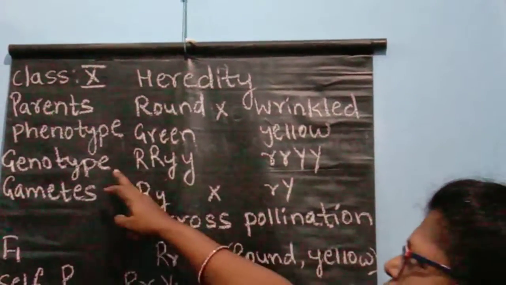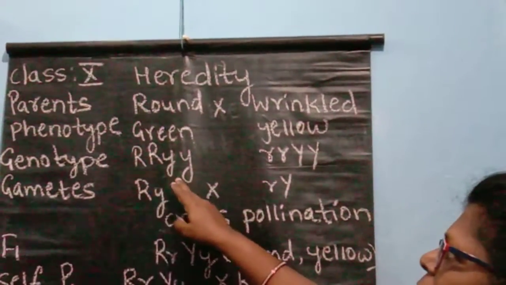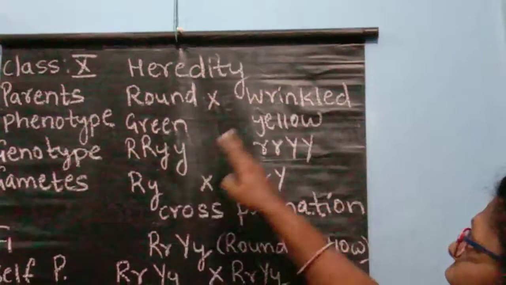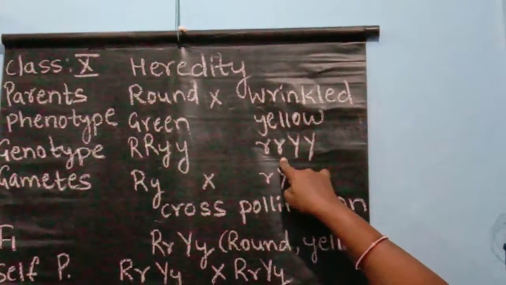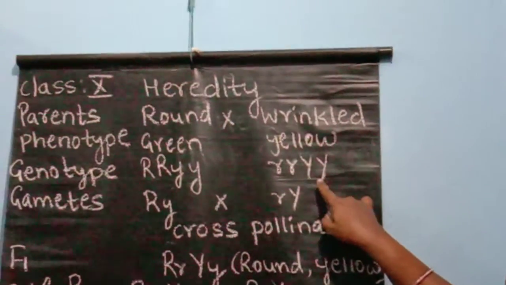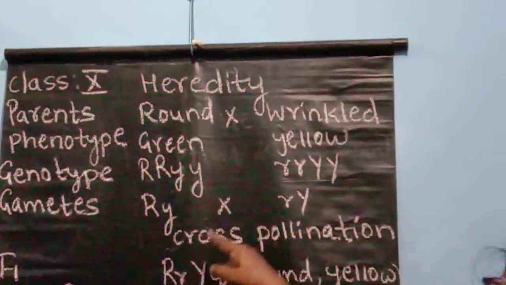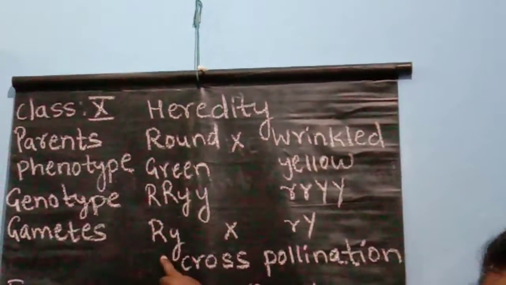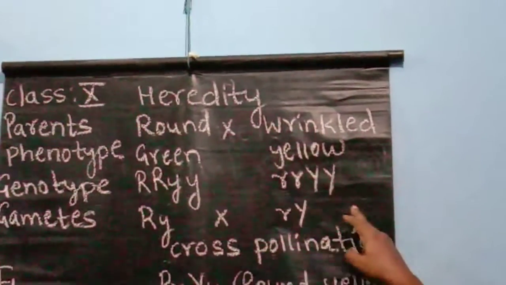Now let us write the genotype of this plant: 2 capital R and 2 small y. And about this plant we can write the genotype as 2 small r and 2 capital Y. Now let us write the gametes of each plant. So you have to write capital R, small y, then small r, capital Y.